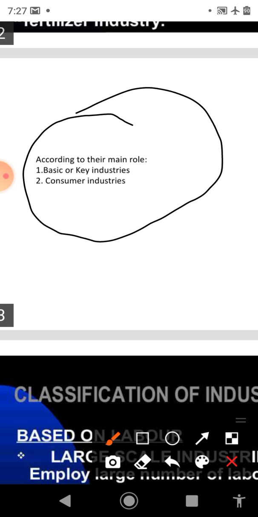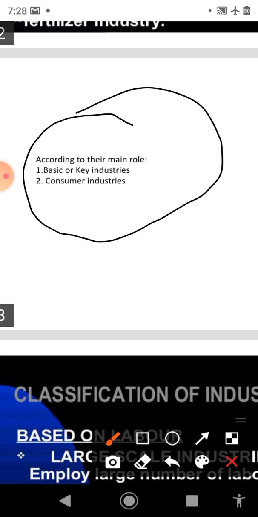If you take the example of iron and steel industry, you know that this industry is producing iron sheets, steel sheets. So the finished products of iron and steel industries may be used by automobile industries, ship manufacturing industry. So we can say that iron and steel industry is an example of basic or key industry.